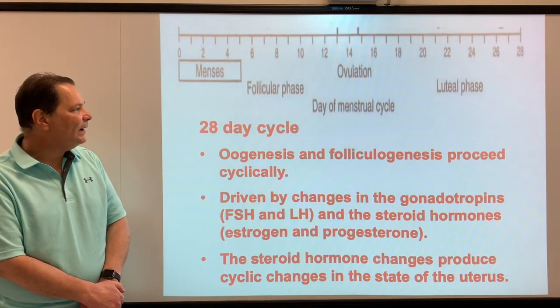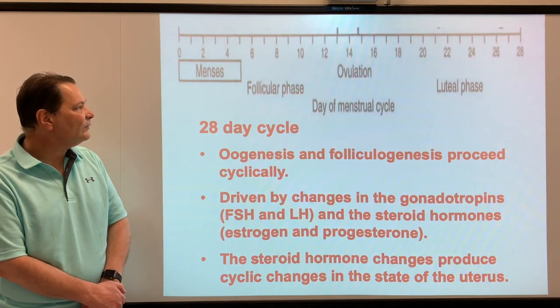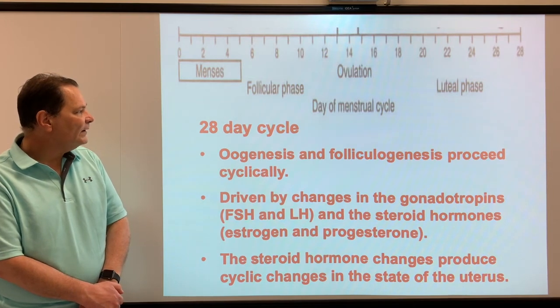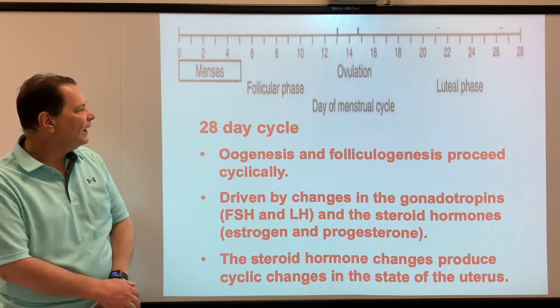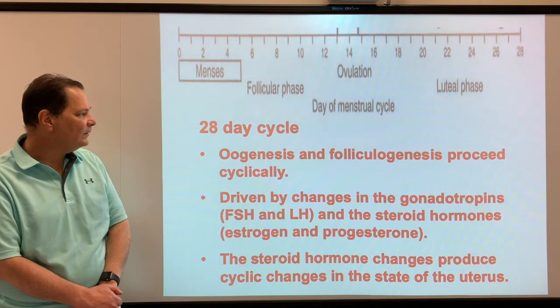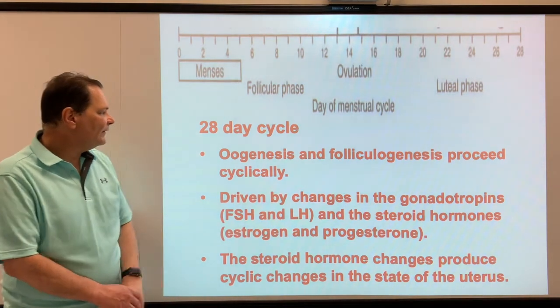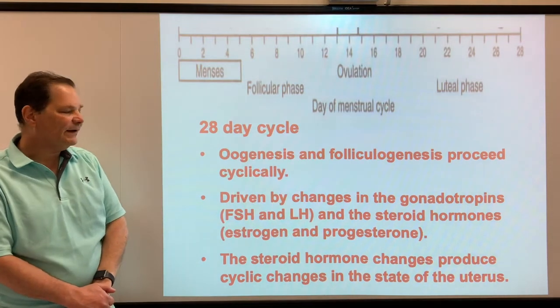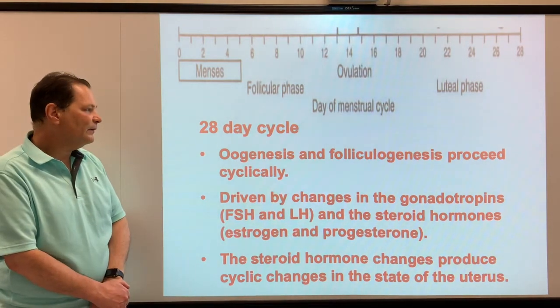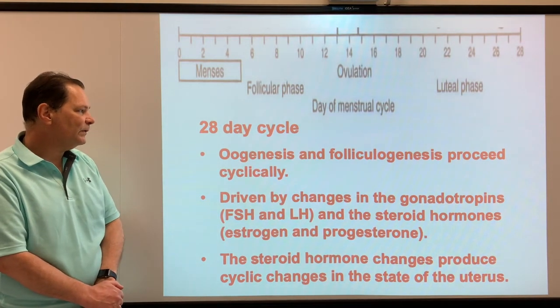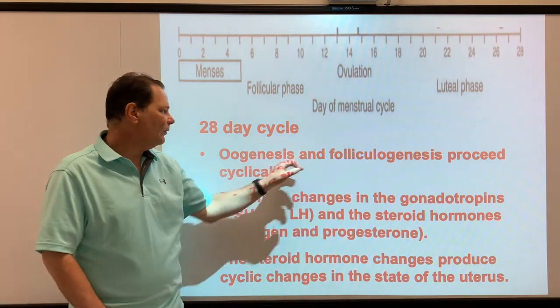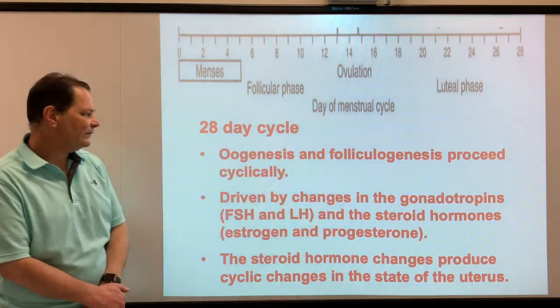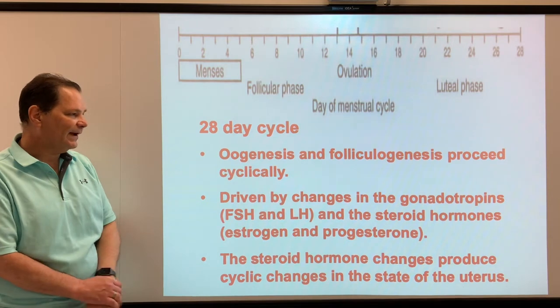So, the female menstrual cycle. You see it here in all its glory, typically a 28-day cycle. During this cycle, oogenesis and folliculogenesis proceed cyclically, and as I explained earlier, these produce changes in hormones, which produce changes in oogenesis and folliculogenesis. So it is a cyclical connected behavior.